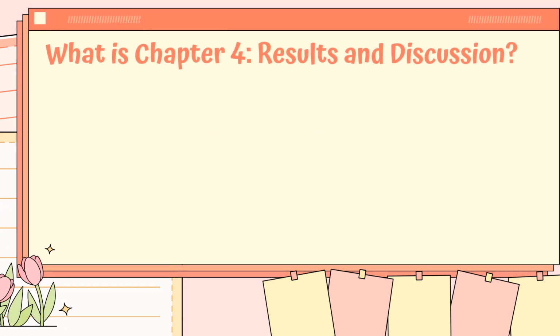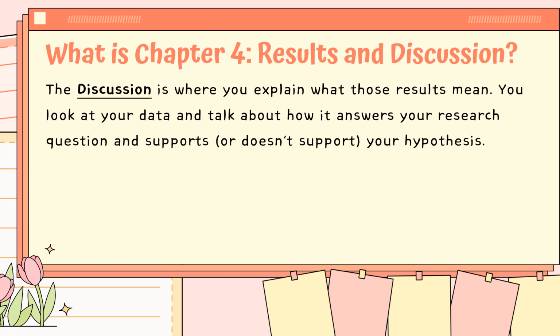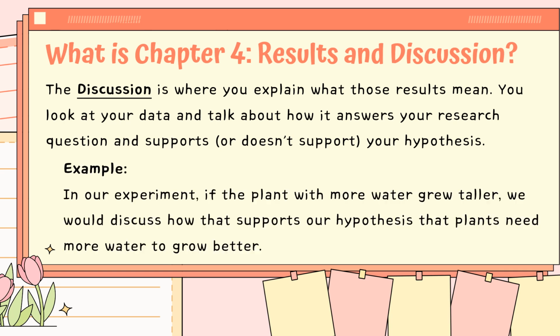The discussion is where you explain what those results mean. You look at your data and talk about how it answers your research question and supports, or doesn't support, your hypothesis. Example: in our experiment, if the plant with more water grew taller, we would discuss how that supports our hypothesis that plants need more water to grow better.